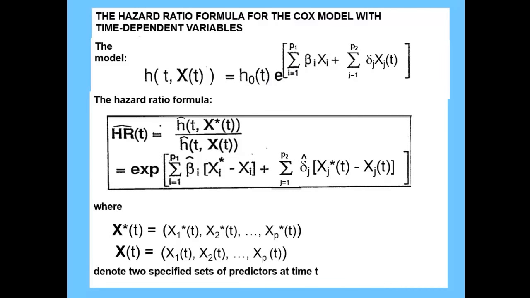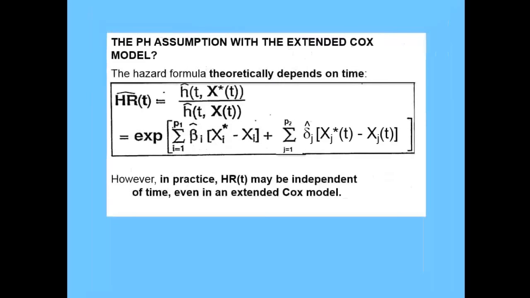And then I mentioned that if you talk about the hazard ratio from this model, when you get the hazard for one person divided by the hazard for another person, you get an expression for the hazard ratio that is not independent of time. That's why the extended Cox model has a different name: it's not a proportional hazards model. Although, as I mentioned briefly last time, there are situations in practice where the hazard ratio may actually be independent of time.